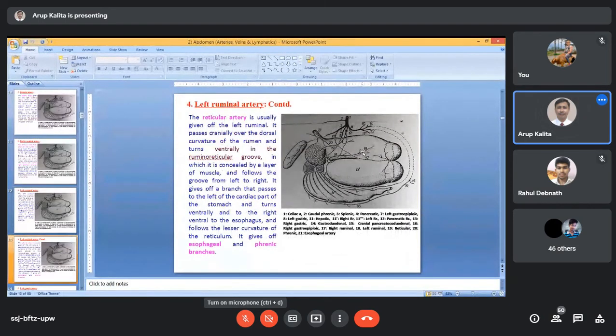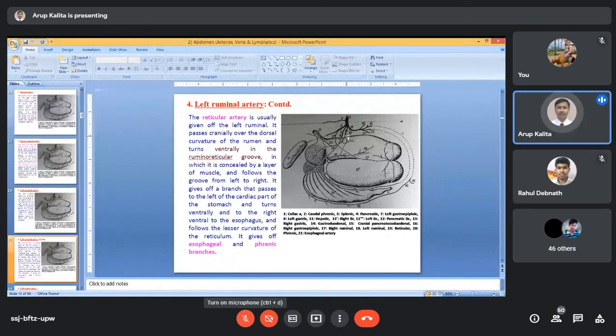Now, this is the left ruminal artery. Its continuation gives one main branch called the reticular artery. This is the reticular artery, number 20 here.